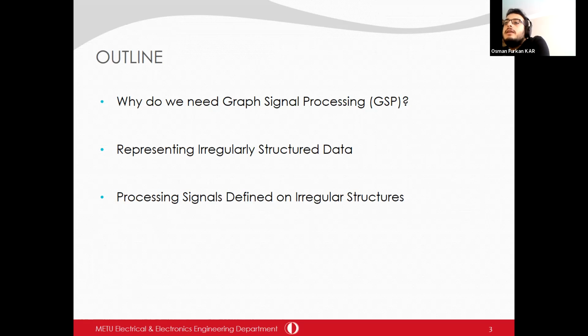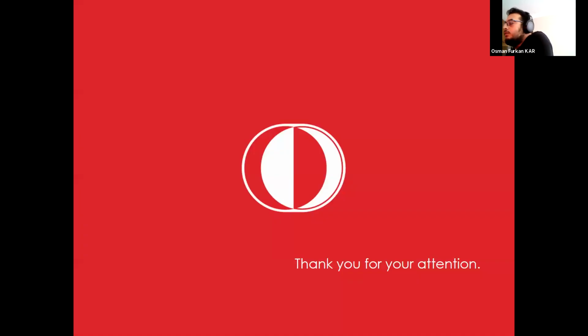And finally, now that we know why we need graph signal processing and how we represent data that is irregularly structured, how do we process and analyze the signals defined on graphs, defined on these irregular structures, and in what ways are these methods analogous to our methods in classical signal processing. And that will be all. Thank you for your attention.